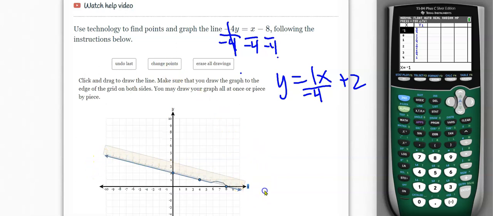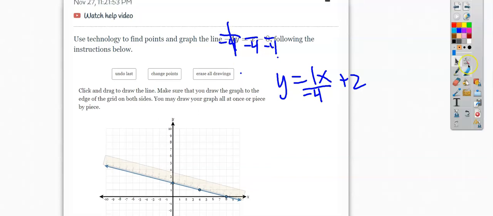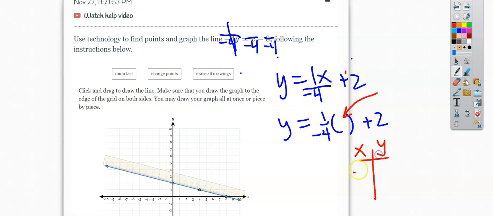I'm going to draw my line. Whoa. Erase that. Try again. There we go. Okay. Now, if you do not have a TI-84 calculator, you would have to make up your own table. And you'd have to do the math. So you have y equals 1 over negative 4, x plus 2. And you would try and create an input and an output yourself.